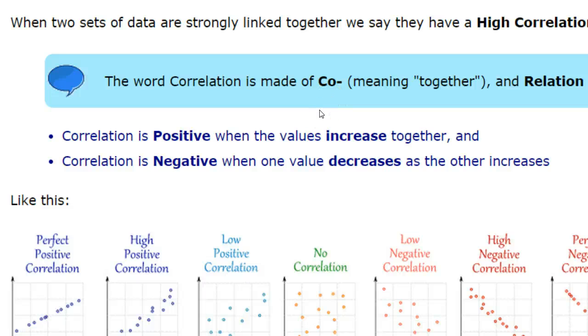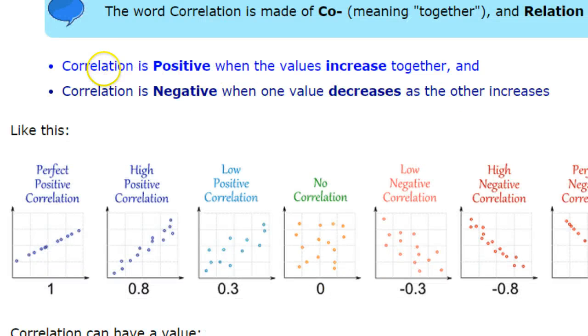Alright, when two sets of data are strongly linked together, we say they have a high correlation. The word correlation is made of co, meaning together, and relation. Correlation is positive when the values increase together, in other words, the explanatory and the response variables. And correlation is negative when one value decreases as the other increases. So as the explanatory increases, the response decreases.